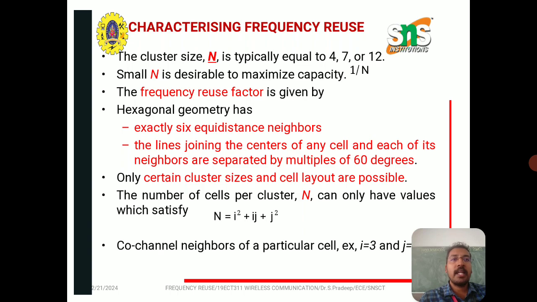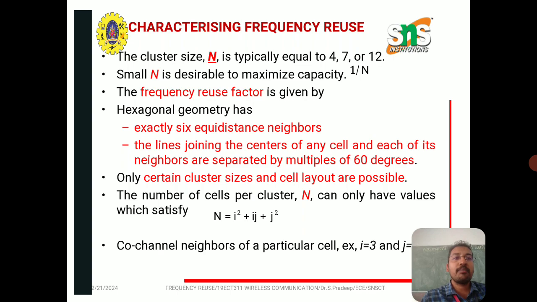The cluster size N is typically equal to 4, 7 or 12. A small N is desirable to maximize capacity. The frequency reuse factor follows from hexagonal geometry, which has exactly 6 equidistant neighbors, and the lines joining the centers of any cell and each of its neighbors are separated by multiples of 60 degrees. Only certain cluster sizes and cell layouts are possible. The number of cells per cluster can only have values which satisfy N equal to i square plus ij plus j square.